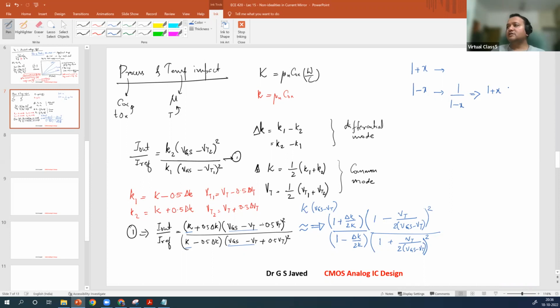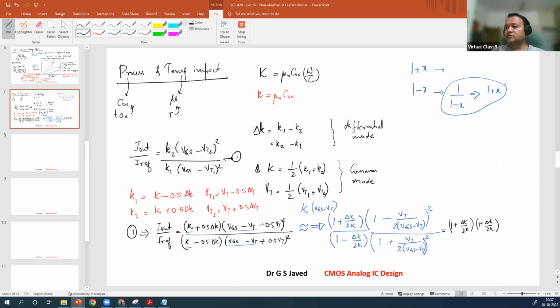Okay, so this is the approximation that we will use for this term and this term, and we will get this minus will become plus above, this plus will become minus above, and there is no denominator, they will all go to the numerator. So this will be 1 plus delta k by 2k. This will become 1 plus delta k by 2k, right?